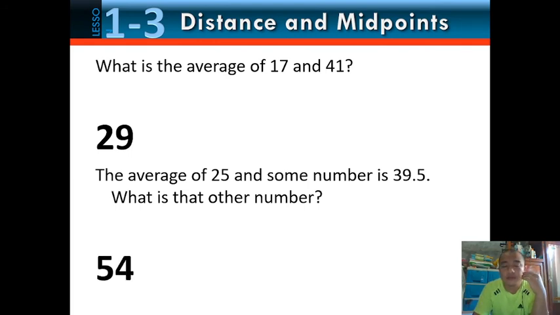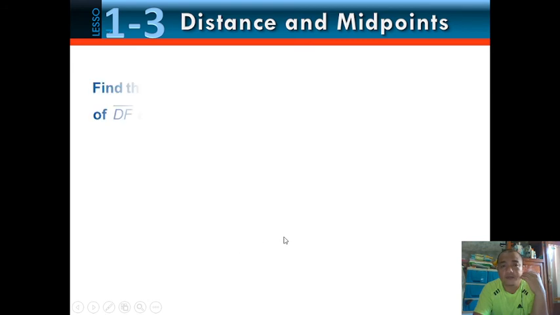Time's up. The answer is 54. Did you get the same answer? 25 plus x divided by 2 is equal to 39.5. So 39.5 times 2 minus 25, you get the answer 54.